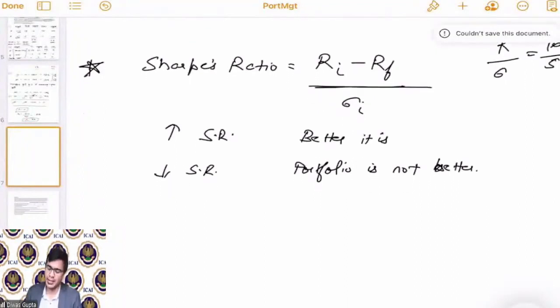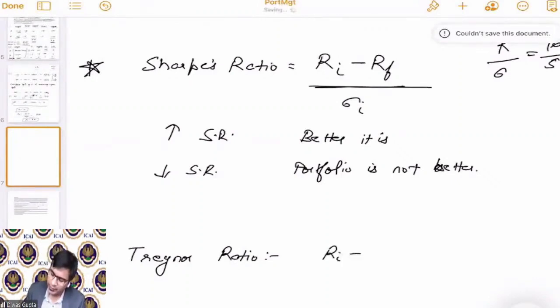Coming back onto the evaluation technique, the second technique is the Treynor ratio. Now students, please see what Treynor says is that we will take in the numerator the excess return over risk-free return. That is okay, because this is a metric by which we come to know what excess return we are getting over and above the risk-free return.